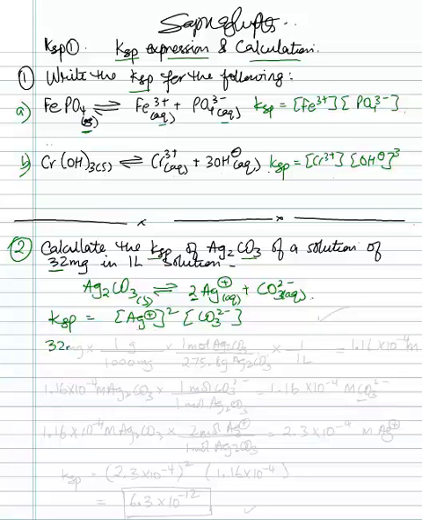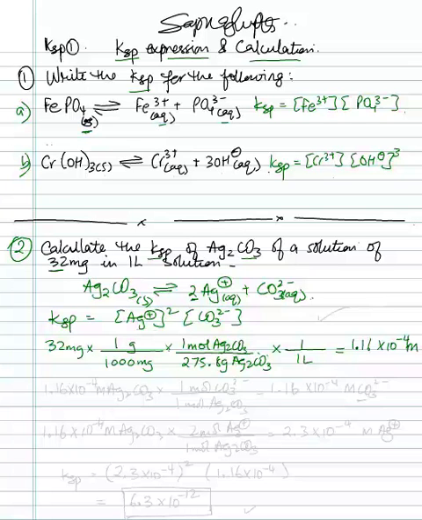32 milligrams, convert that to grams first. In 1 gram you have 1000 milligrams, and then convert that to moles of silver carbonate. In 1 mole you have 275.8 grams of silver carbonate, coming from the periodic table, and then divide this by 1 liter because you're calculating molarity, and so this is a 1.16 times 10 to the negative 4 molar solution. Now this is a molar solution for silver carbonate.